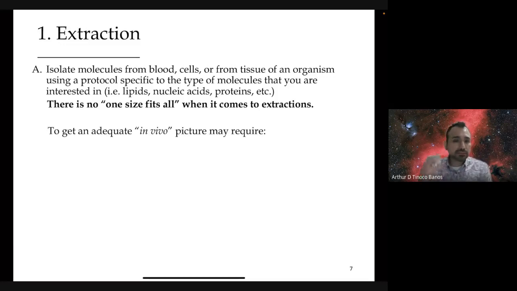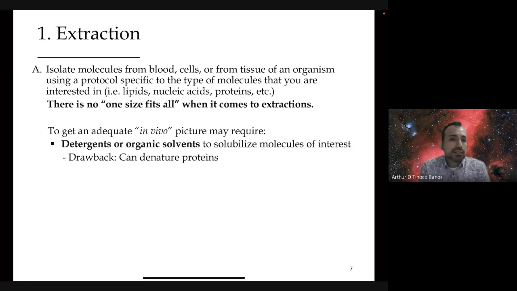But something we need to consider is what are we trying to answer? So let's say that we want to get an adequate in vivo picture, okay? And that, again, is going to be a little bit of a question mark. So, as approximate as adequate as possible. So you may need to use detergents or organic solvents to solubilize molecules of interest. And there are going to be drawbacks with the use of these types of chemicals, as they can denature certain molecules. For instance, proteins are quite sensitive to these things.